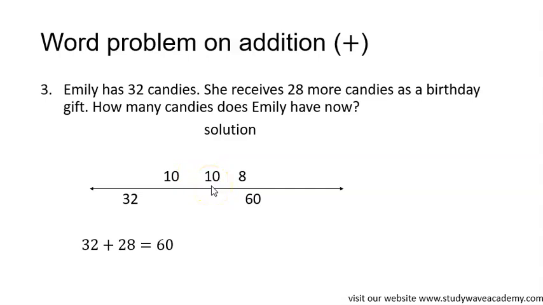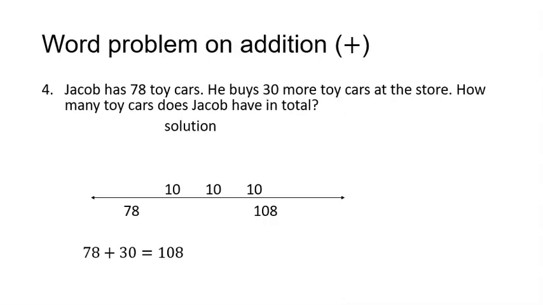Now you're going to take 8 steps, okay? When you take 8 steps, you're going to have 60. Do you understand? So 32 plus 28 is going to give you 60. Emily has 60 candies, okay? She had 32 candies and she received 28 more, so she has 60 candies. Do you understand? Okay, good. So next we're going to be looking at our last example on word problems.